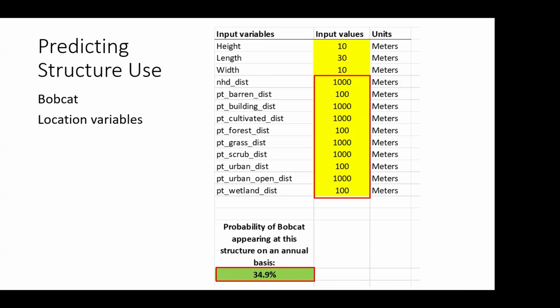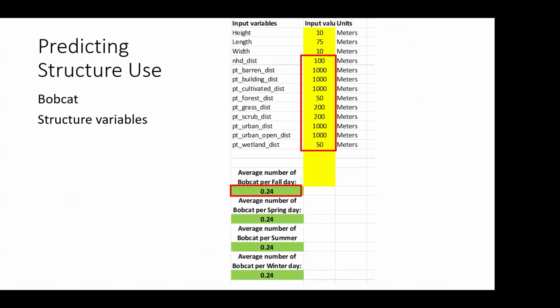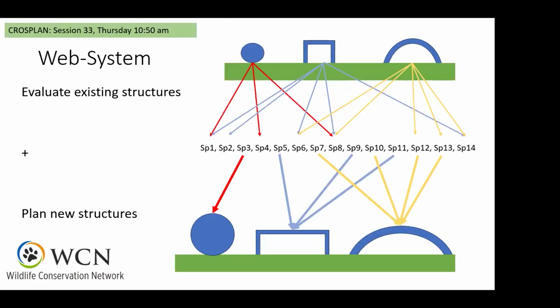So if you look at this, we have a 10-meter tall, 10-meter wide structure that's 30 meters long. If we instead make it 75 meters long and slightly different landscape variables, sorry about that, we can change the likelihood of use. This actually also shows the likelihood of use across different seasons. And unfortunately, in this example, there's no difference across those seasons. I should have paid more attention to that.